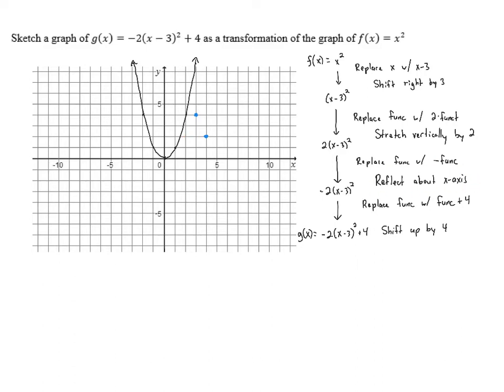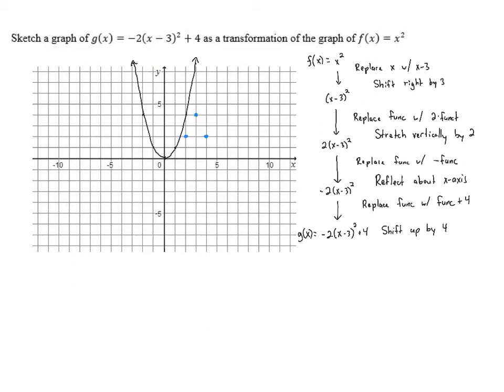Then we need to reflect it about the x-axis. So instead of 2 units above the x-axis, it needs to go so that it's 2 units below the x-axis, right here. And then we need to shift it up by 4 units. So it's going to go from right here up 1, 2, 3, 4 units. And this is going to be its final place.